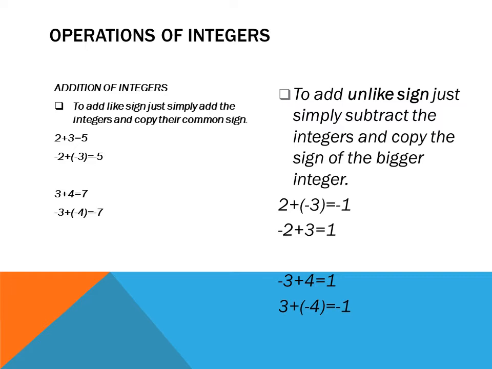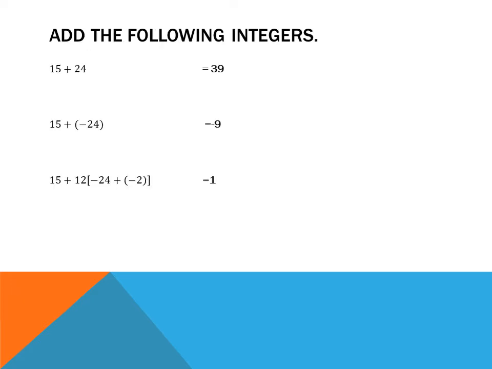So always remember the rule in adding integers. If they share a common sign, just simply add and copy their common sign. If it is unlike signs, just simply subtract and copy the sign of the bigger number. So any questions for this? If there are none, let's proceed with this one.